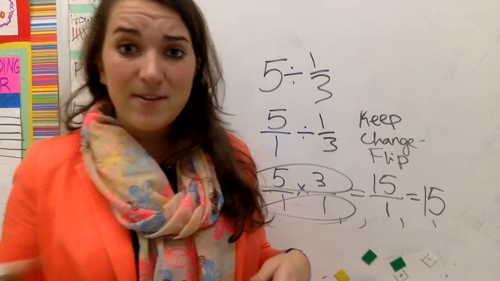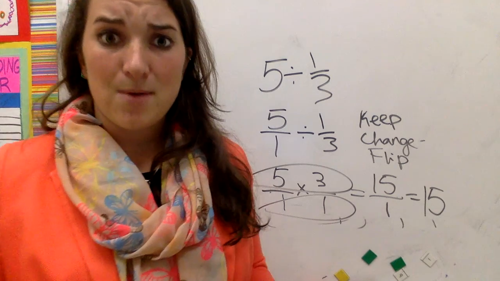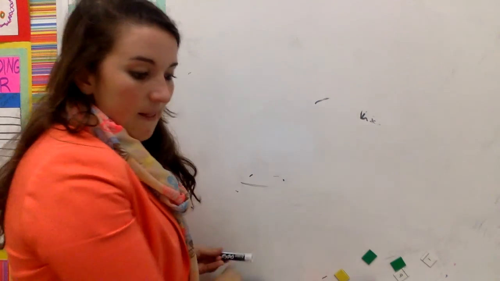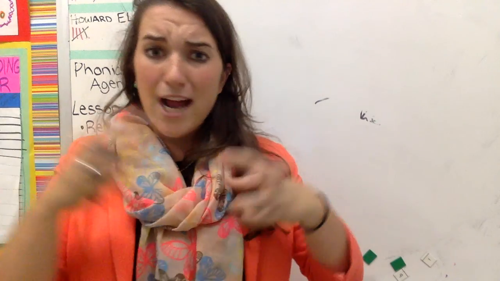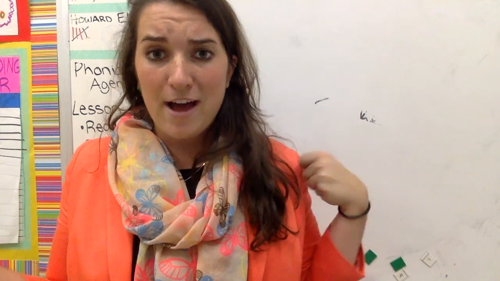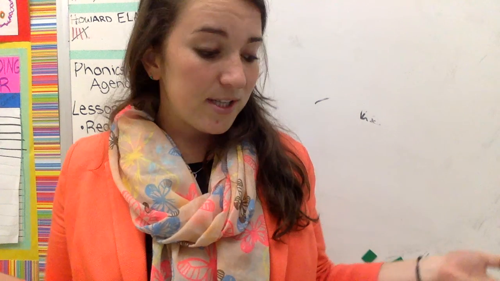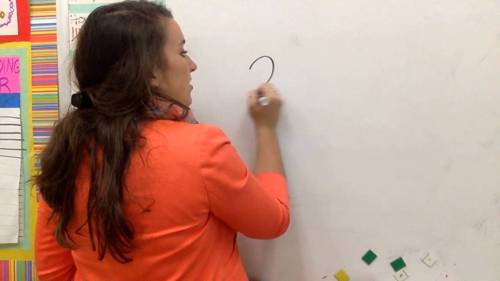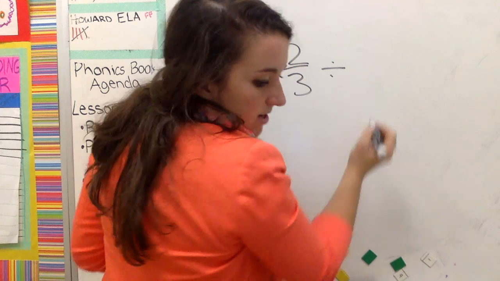If you want to pause the video and get this all down, go ahead. I'm going to move on to setting up number 2. For number 2, I read the problem and it's 2 2/3 pounds of Skittles split up into groups of 3/4 pound bags. So I'm taking a whole and splitting it into groups, so it's going to be division. So I have 2 2/3 pounds of Skittles divided by 3/4.